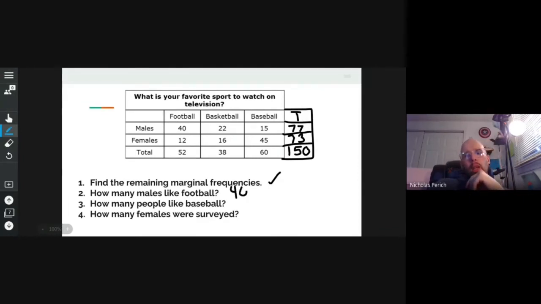Good. And again, what I did is I looked up males and football. Now here's where it gets weird. How many people like baseball? Some people might be like 15, or some might be like 45, but here's the trick. Did I say males or females? No. So Alexander said 60 because I just said how many people like baseball, which means how many total people like baseball, and that's going to be 60.